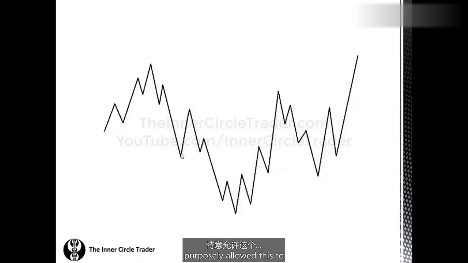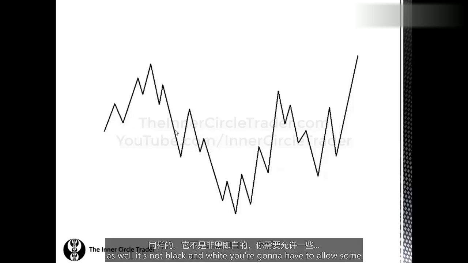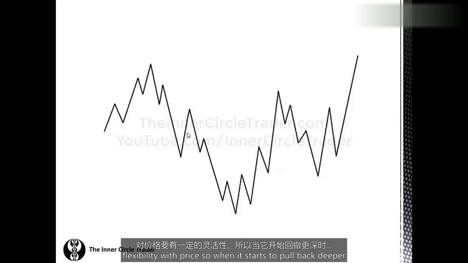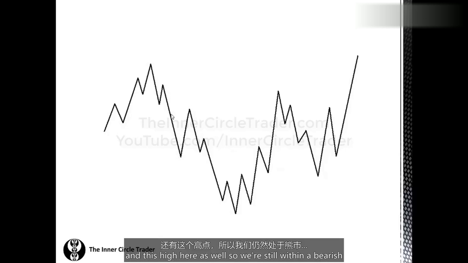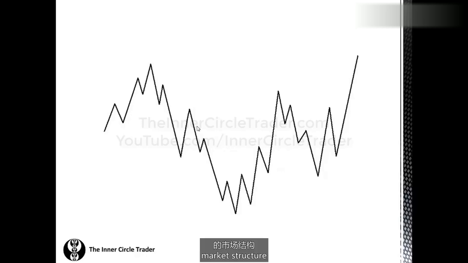I've purposely allowed this to move beyond this low here to illustrate how support and resistance can be gray as well. It's not black and white. You're going to have to allow some flexibility with price. So when it starts to pull back deeper, this still could set up the optimal trade entry. Okay, and while this isn't the exact level price was able to stave off a rally, it still was working within the previous range here and this high here as well. So we're still within a bearish market structure.